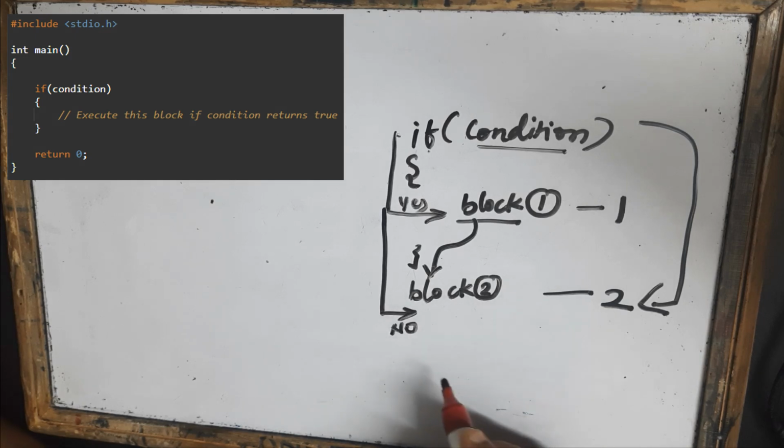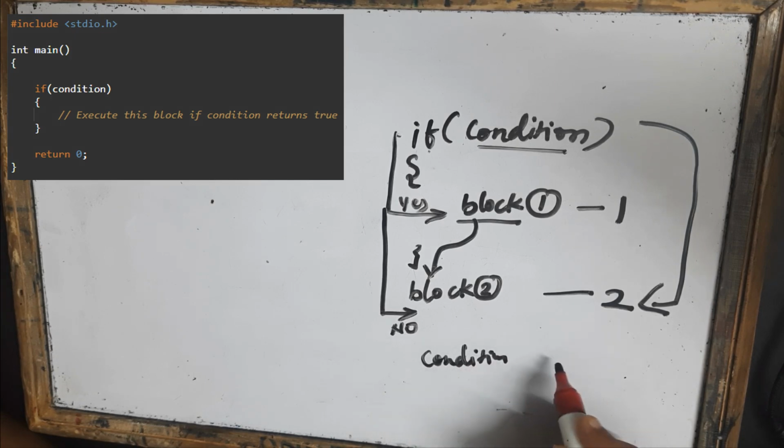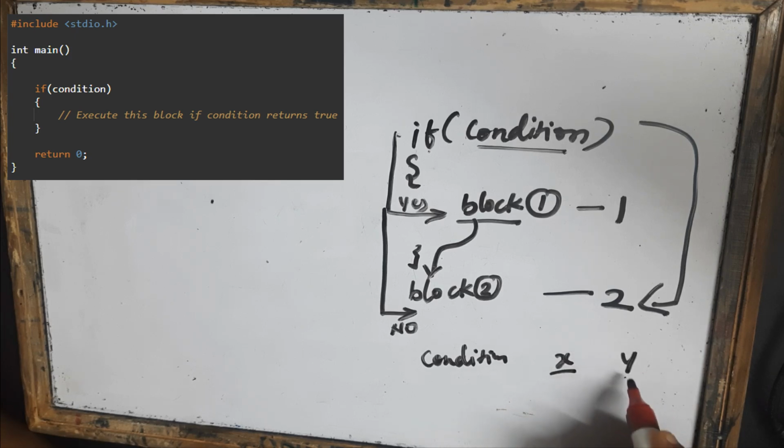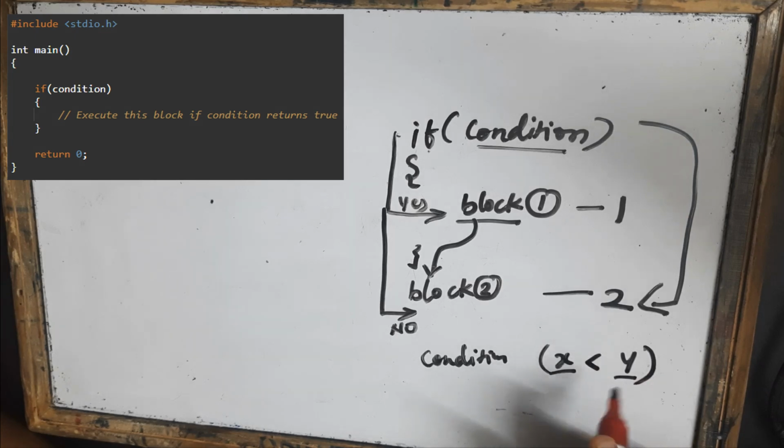And for the condition, you can use different operators, where x can be an integer and y can also be an integer, or any other variable you can take based on your requirement. Say, for example, you want to compare x with y. It can be less than, greater than, or equality. You can check whatever you want based on the requirement.